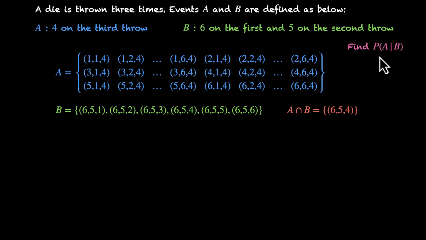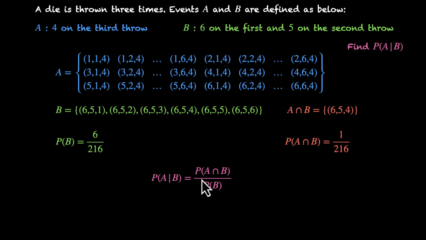Now to find the probability of A given B, we need probability of A intersection B and probability of B. So what's the probability of B? That's 6 divided by 216. 6 cube is 216. Probability of A intersection B is 1 by 216. This means probability of A given B is probability of A intersection B by probability of B. That's 1 by 216 by 6 by 216. This is 1 by 6.